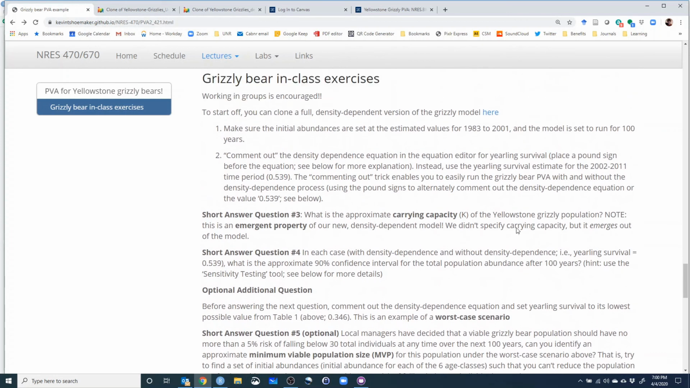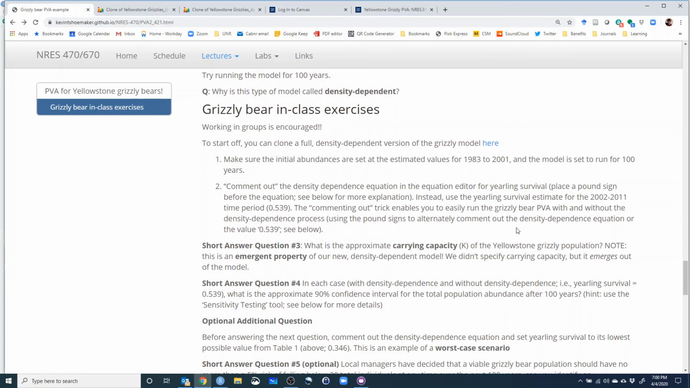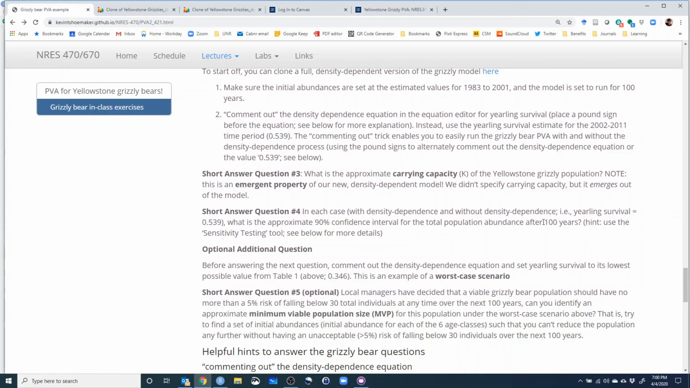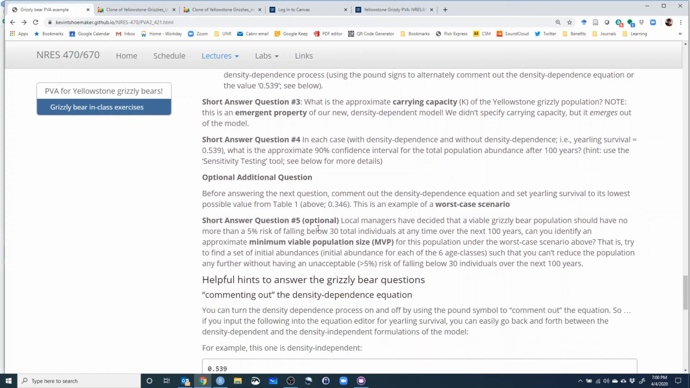In this case, what do you get for that 90% confidence interval that represents your uncertainty about the final abundance of the population 100 years in the future? So that's your final short answer question for the grizzly bear exercise.